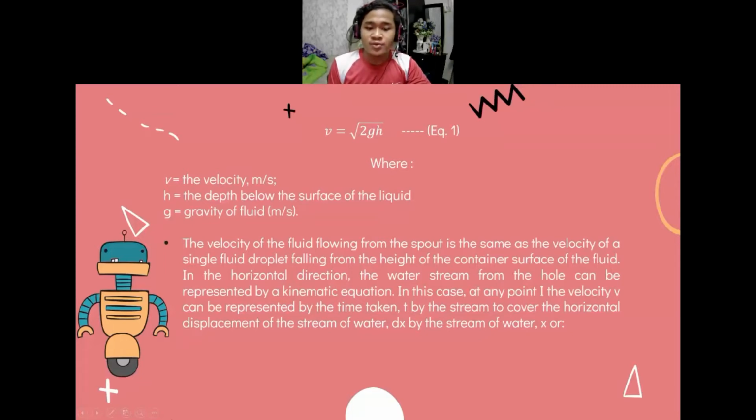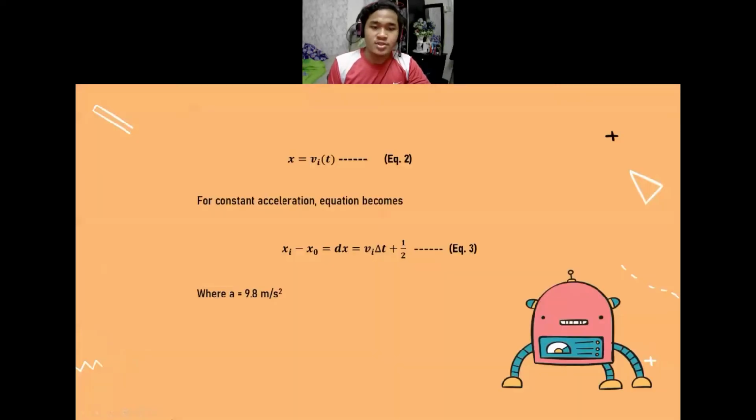The velocity of the fluid flowing from the spout is the same as the velocity of a single fluid droplet falling from the height of the container surface of the fluid. In the horizontal direction, the water stream from the hole can be represented by the kinematic equation. In this case, at any point, the velocity v can be represented by the time taken t by the stream of water to cover the horizontal displacement dx. So the equation is x equals vi times t.